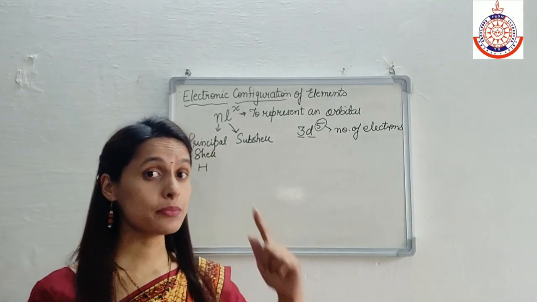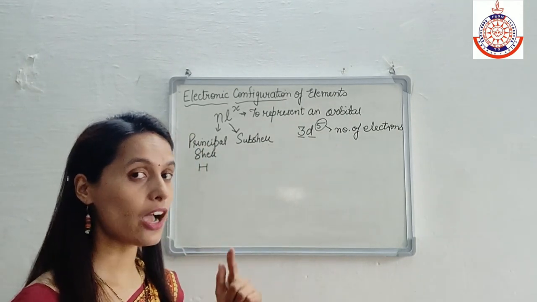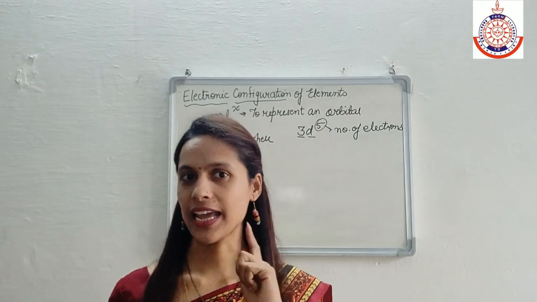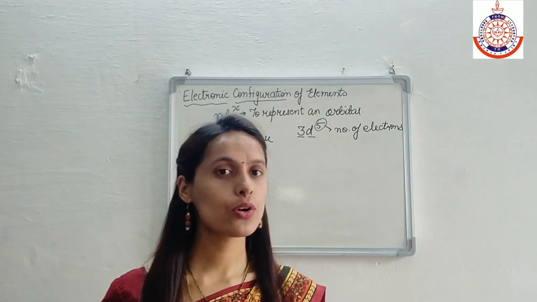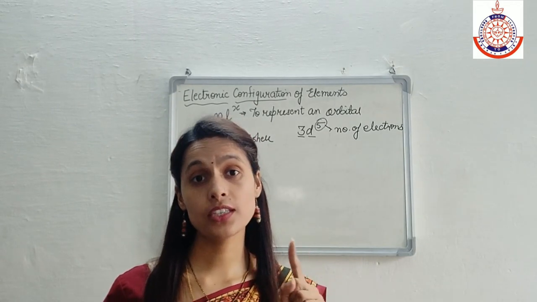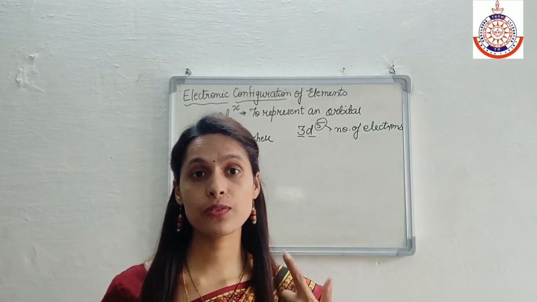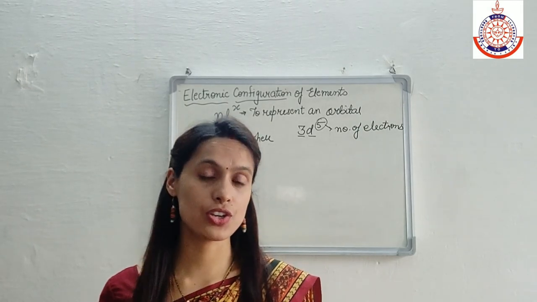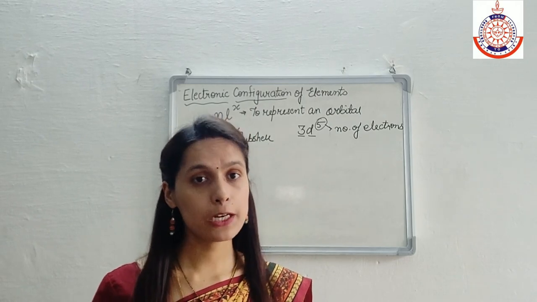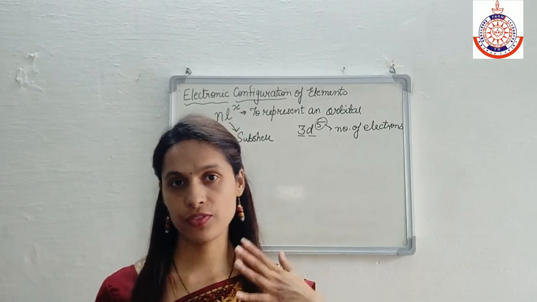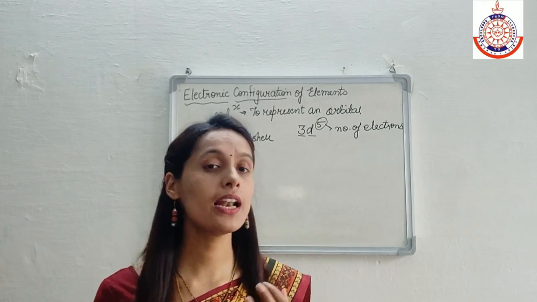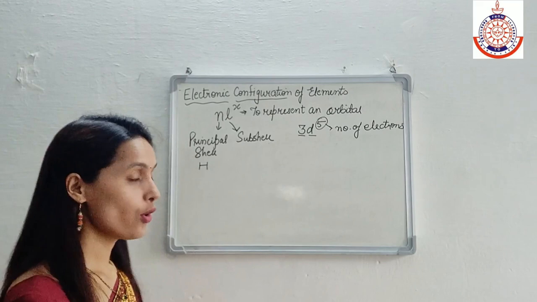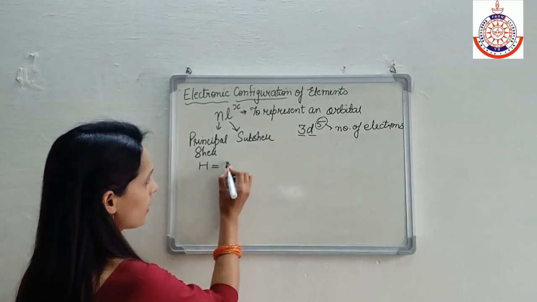Now if we keep the Aufbau principle in our mind, according to the Aufbau principle, the lowest energy orbital is 1s. So the first electron will enter 1s, because according to the Aufbau principle, the electrons will fill in increasing order of orbital energy. It means the lower energy orbital will fill first and the higher energy orbital will fill later on. So in hydrogen, the number of electrons is 1, so the electron will fill in 1s.